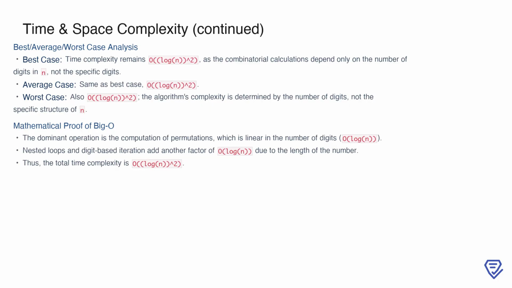Nested loops and digit-based iterations add another factor of O(log n), resulting in an overall time complexity of O((log n)^2). This consistent performance across all cases demonstrates the robustness of the solution.